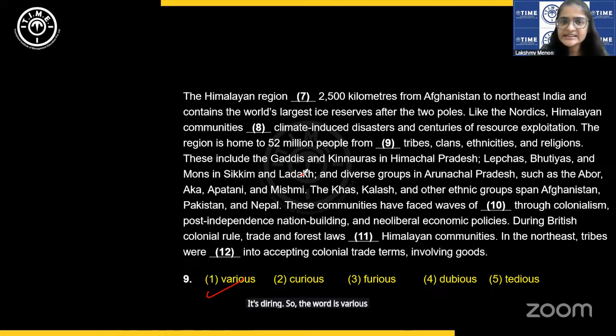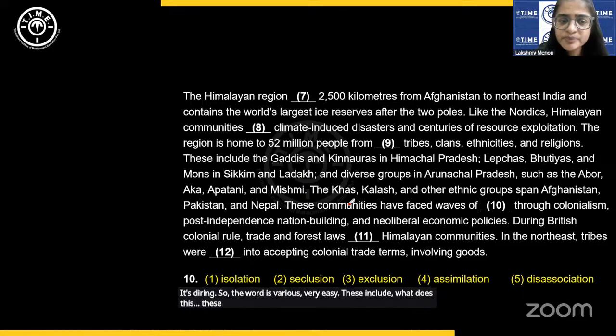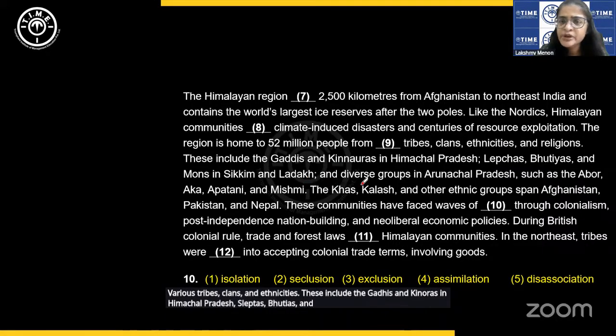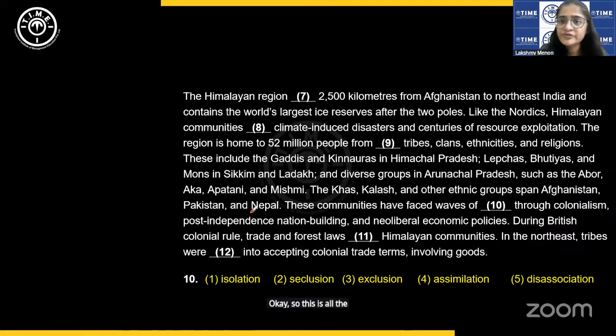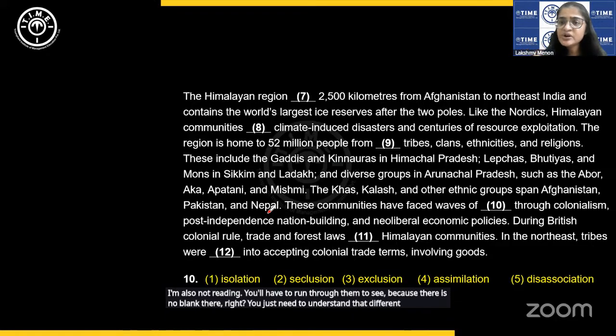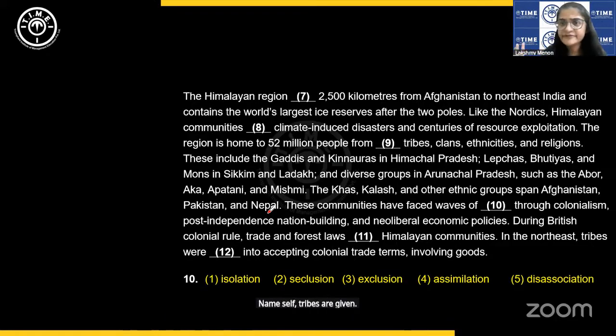Very easy. These include, what does "these" refer to? The various tribes, clans, and ethnicities. These include the Gaddis and Kinnoras in Himachal Pradesh, Lepchas, Bhutias, and Mons in Sikkim. Okay, so these are all the names of various tribes and clans. In the exam, you cannot afford to read all this, so I am also not reading. You will have to run through them, because there is no blank there, right? You just need to understand that different names of tribes are given. Enough. Okay. Tip to beat the timer in the exam.